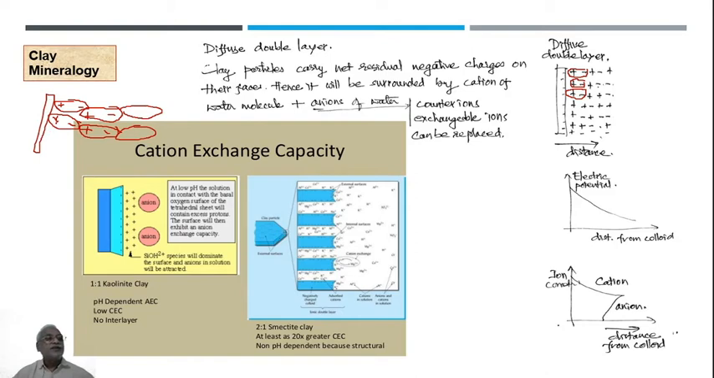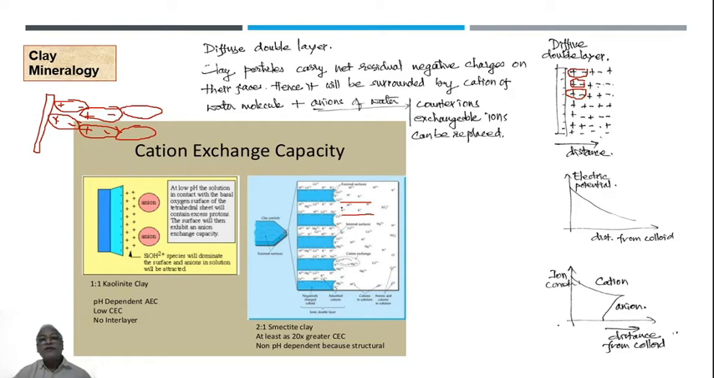This is very strongly attracting. Depending upon how much the charge is, that many molecules of water are attracted strongly towards it, and this nature makes the interlayer thickness more. Maybe water will be entering, maybe cations will be entering in between, and when this layer thickness becomes more and more, the soil becomes expansive, or it bulges up.